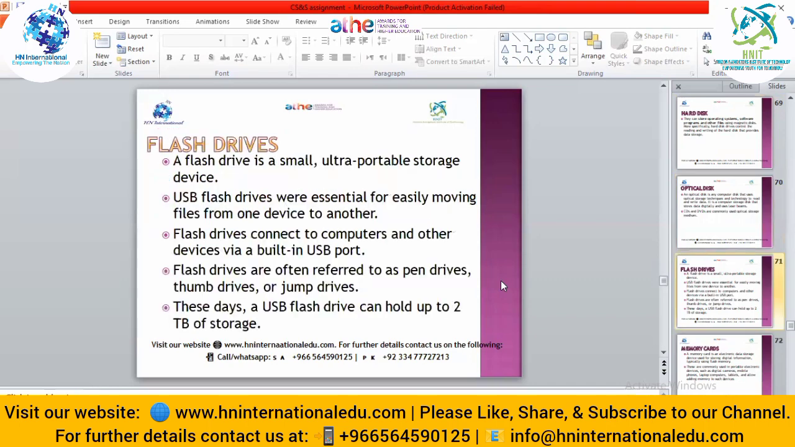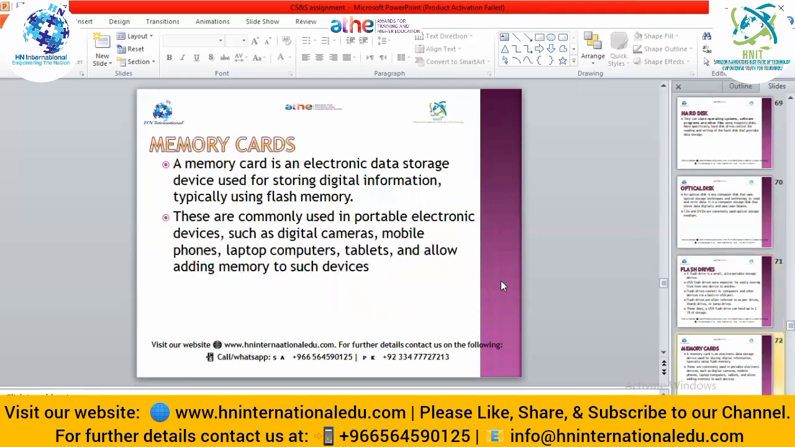Flash drives use electrical signals, and electrically we are storing the data, so they are ultra portable. We can easily move our files from one place to another. Flash drives connect to computers and other devices via USB ports that are available almost in every computer. Multiple USB ports are available. Flash drives are often referred to as a pen drive, thumb drive, or jump drive because of their size. These days, a USB can hold up to 2 terabytes of storage.